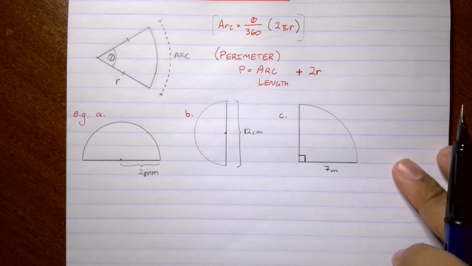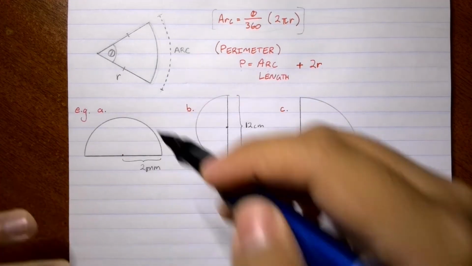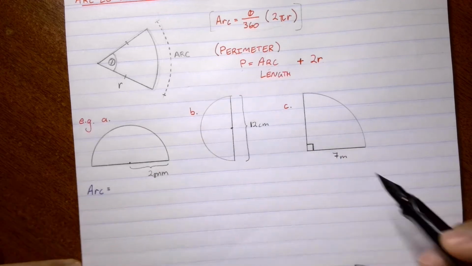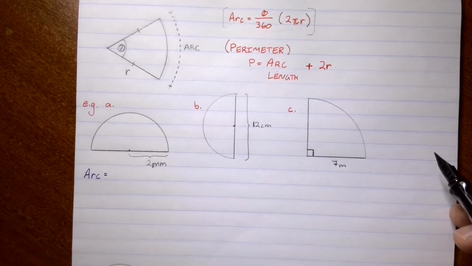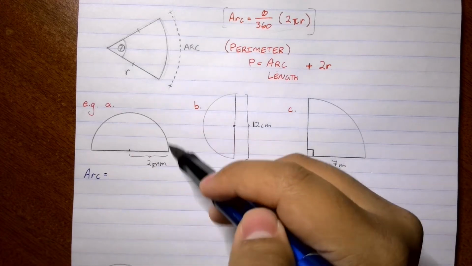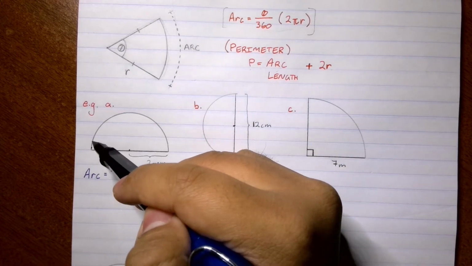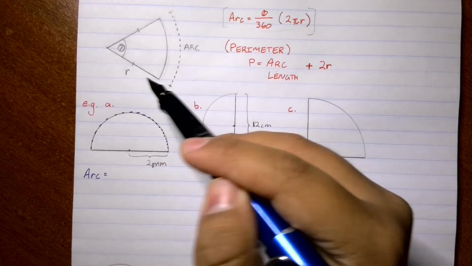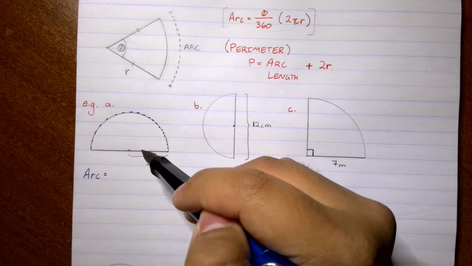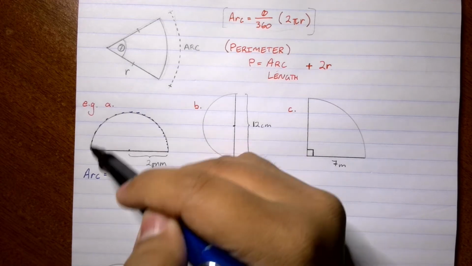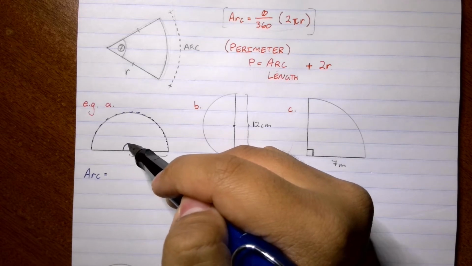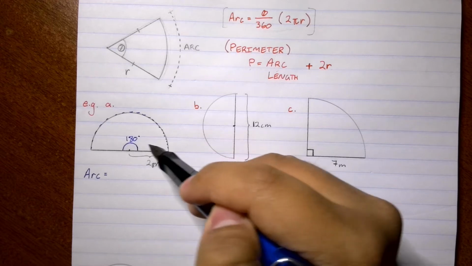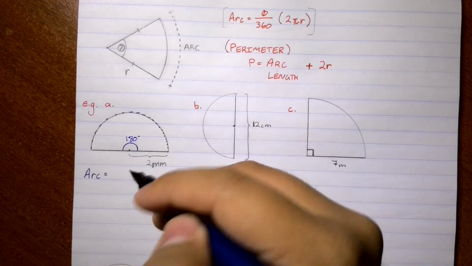So I'm going to do it in two steps. First, we're going to calculate the arc length. So I'm going to have it as arc. And the arc length of this is actually going to be just that portion there that I've highlighted in blue. In order to find that, we need to find the angle on the inside of this sector. The angle of this is actually 180 degrees, since it is a straight line.